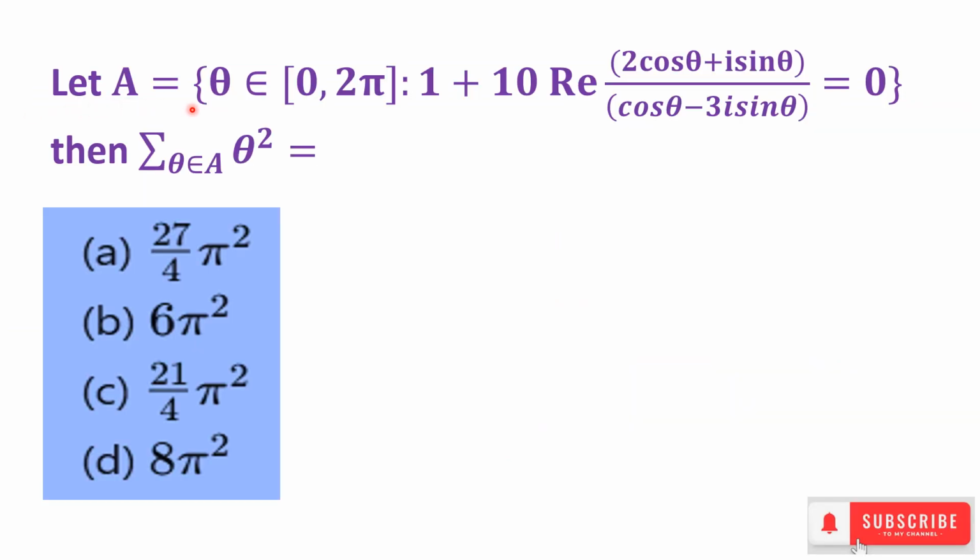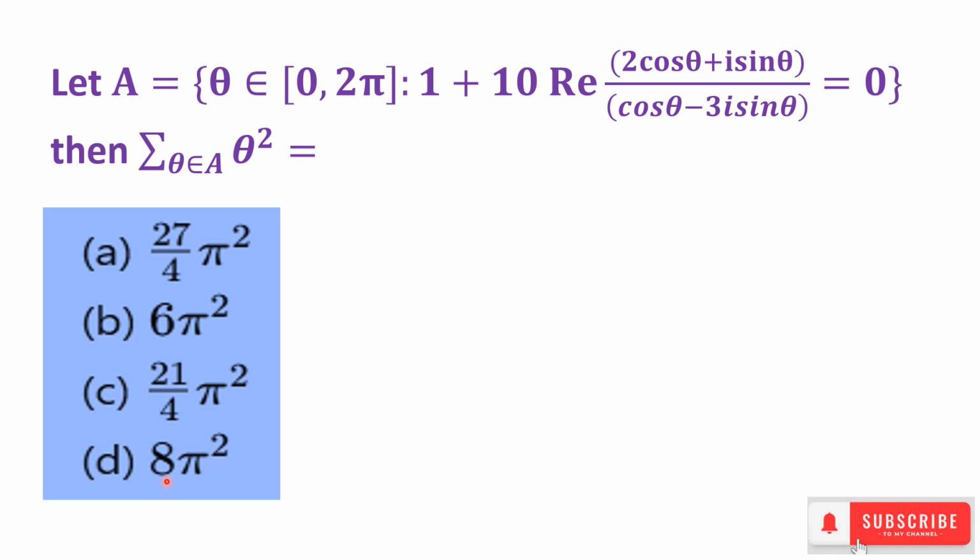Given that A is equal to the set of all theta belonging to the closed interval 0 to 2π, such that 1 plus 10 times the real part of (2 cos θ + i sin θ)/(cos θ − 3i sin θ) is equal to 0. We are supposed to find the value of sigma θ², where θ belongs to A. We have four options: 27π²/4, 6π², 21π²/4, and 8π².